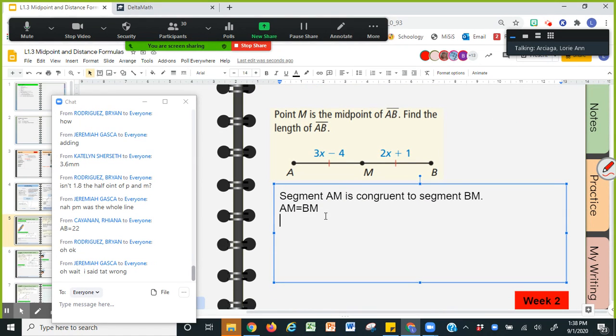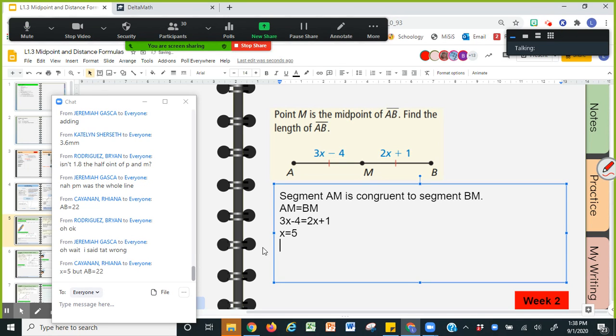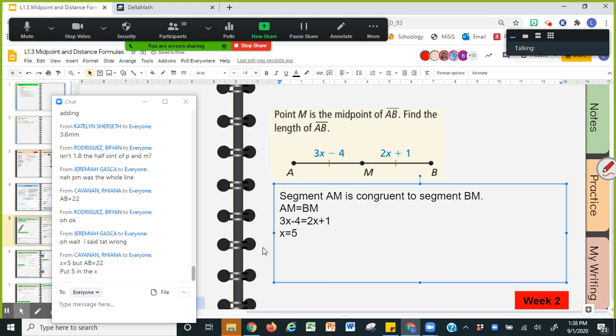All right, let's see if we can get Rihanna's answer. So AM is 3x minus 4, and BM is 2x plus 1. Combining like terms, if you subtract 2x from 3x, you get x. Then you add the 4 to the 1, and it becomes 5. So Rihanna, would you like to explain how you got the 22? What did you do after? Put 5 in the x.